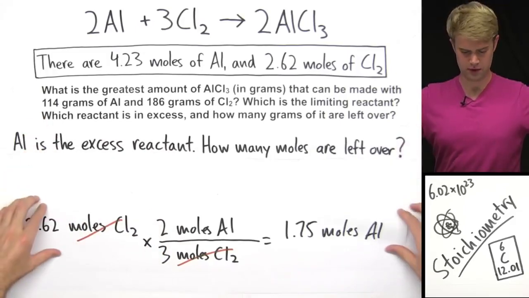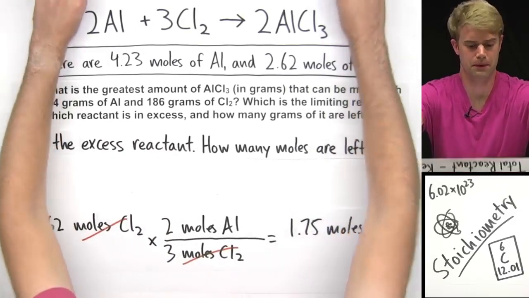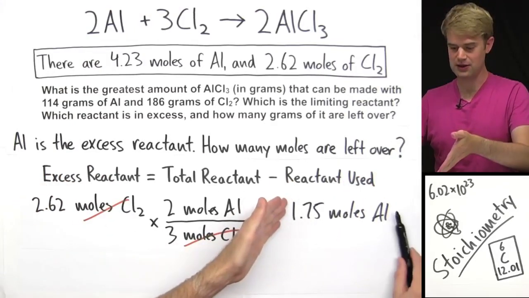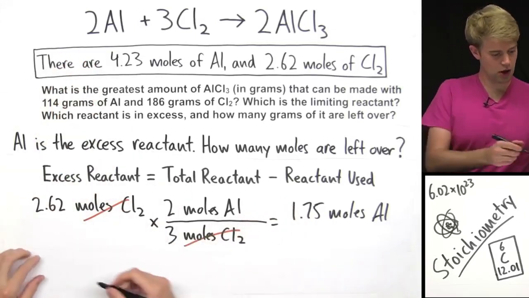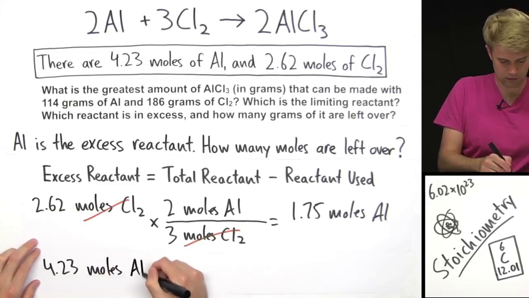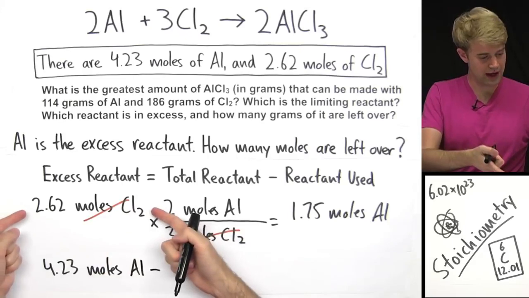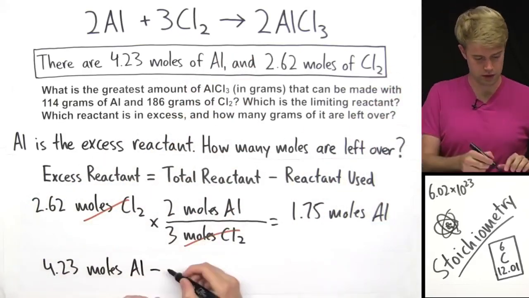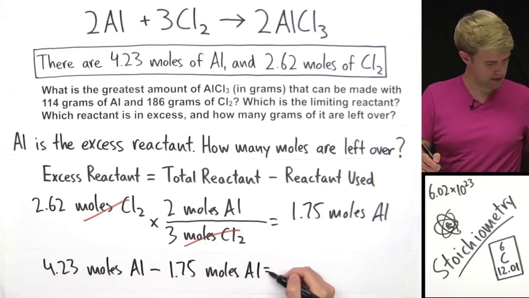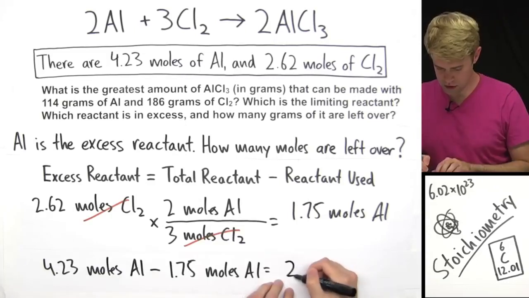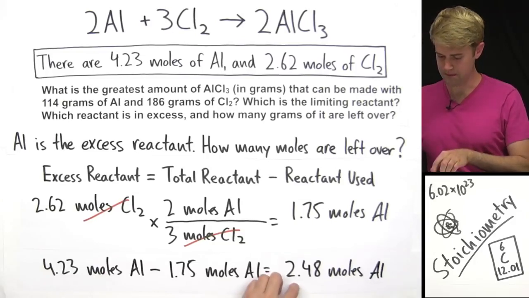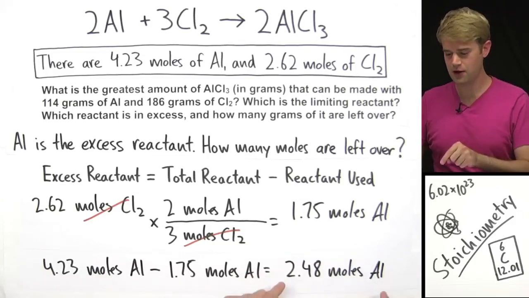And we want to figure out, first of all, how many moles are left over, okay? So our excess reactant here is just going to be our total reactant minus the amount of reactant that we used. So we start with 4.23 moles of aluminum. How much do we use? Well, to react with a maximum amount of chlorine, we use 1.75 moles of Al, and that is going to give us 2.48 moles of aluminum. Now this is still in moles, so finally we've got to convert it to grams.